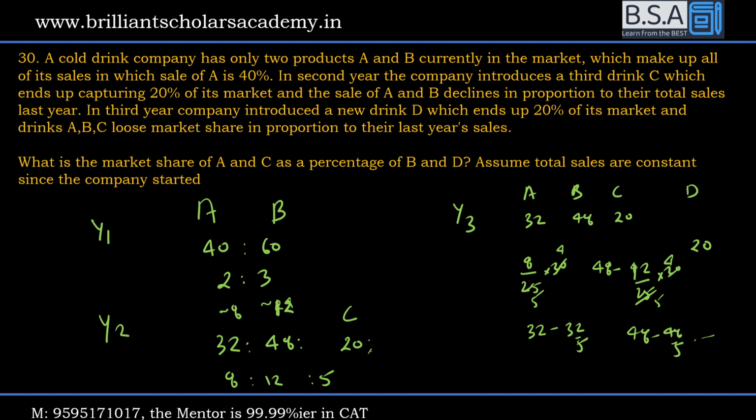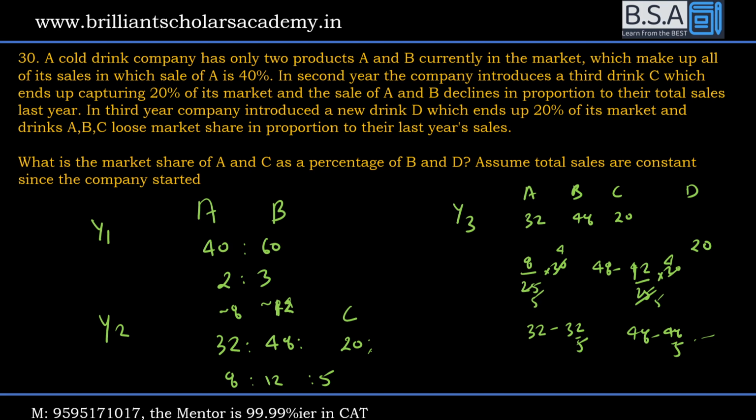Are you able to see some pattern here? I've deliberately tried to show you a pattern. Earlier the sale of A was 40% and there is one more product B, so B must have 60% sale. The ratio is what? 2 by 3.